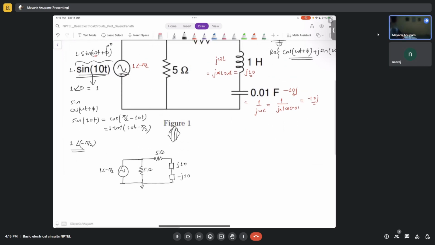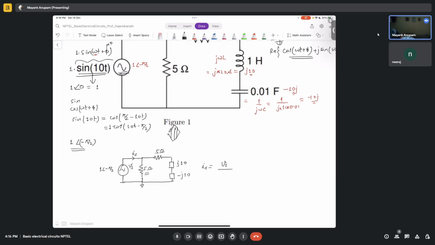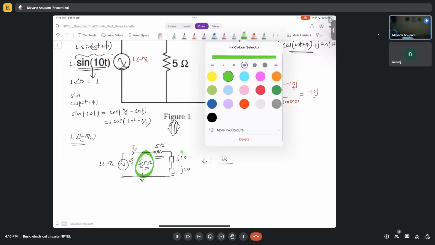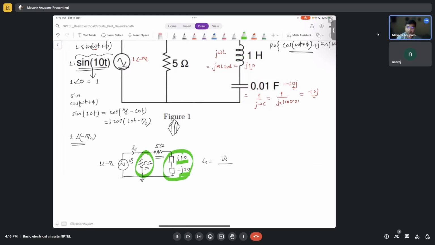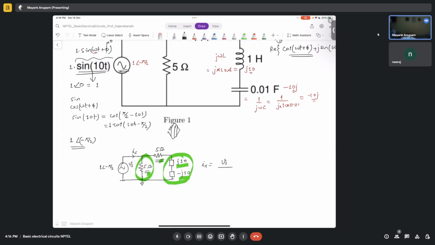Now this circuit is very easy to solve. What will be the current Is? Is is equal to Vs upon the total impedance. This will be a parallel combination of this and this. These two cancel each other, since j10 and minus j10 become zero. So it is only the parallel combination of 5 and 5, which becomes 2.5. So this is 1 by 2.5, and the angle is again minus pi by 2 only.